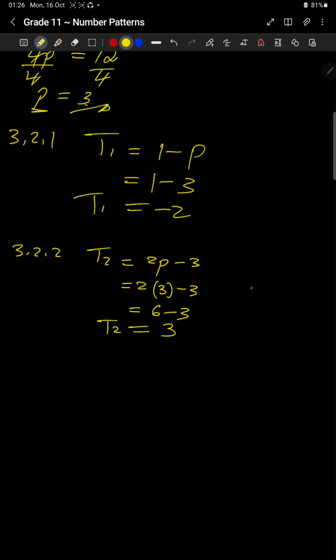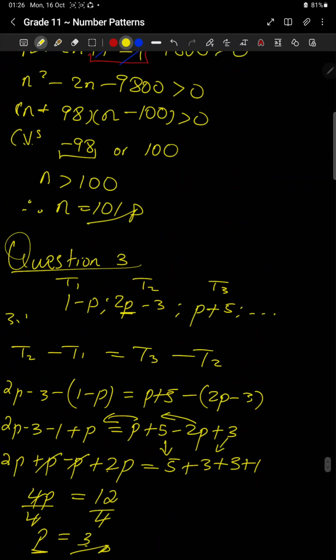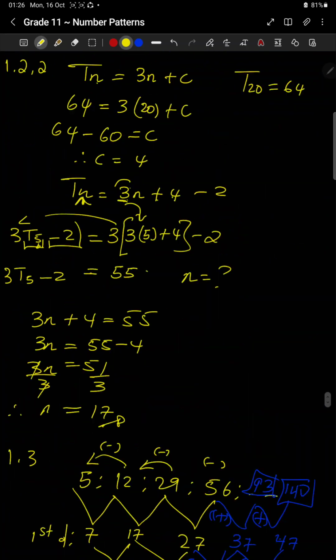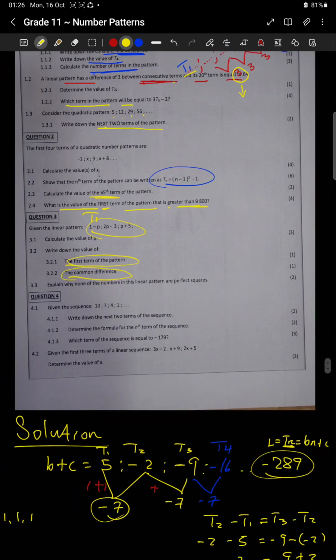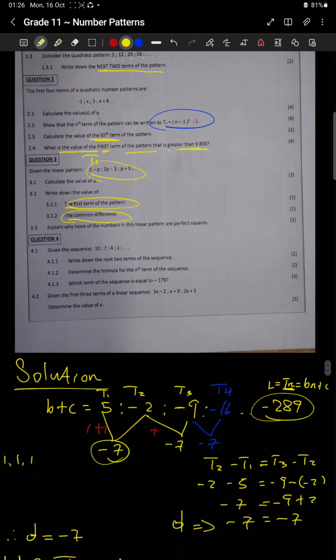So now that we do have t2 and t1, the constant difference must be t2 minus t1. So t2 is 3 and t1 is negative 2, so that means the constant difference is 5. All right, so we are done with this question. What else now? Oh, the last one.